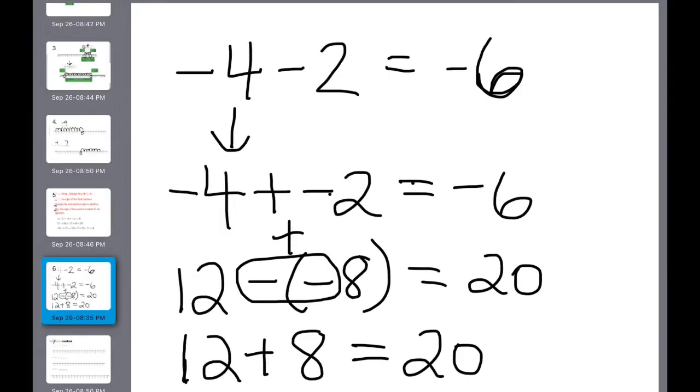Let's pause the video and copy both of these examples into our notes using keep, change, flip. Pause the video and copy this now.